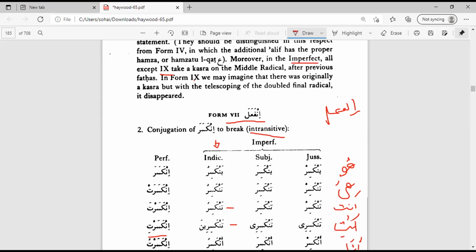So form 4. Yes. If you say anta, what do you say? What would you say? Anta tujlisu. Right? Tujlisu. That's why it was. So when we make this into mudare, what's the rule? We make a sukoon first, right? Yeah. So we make a sukoon.